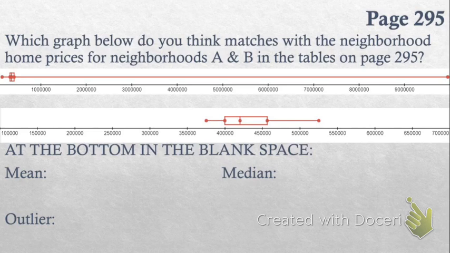Yes, sir. This is just a guess, but I think A goes with the top one and B goes with the second. Tell me why. Because B has like 475, and that's more on the other side. And this one has kind of lower numbers. All right, so here's what Dalen said. He thinks the top one goes with neighborhood A, and the bottom one goes with neighborhood B.